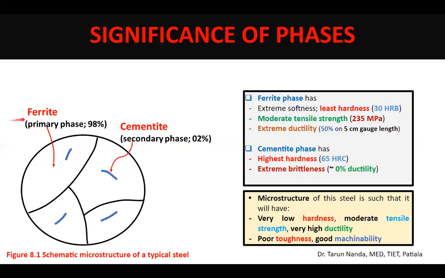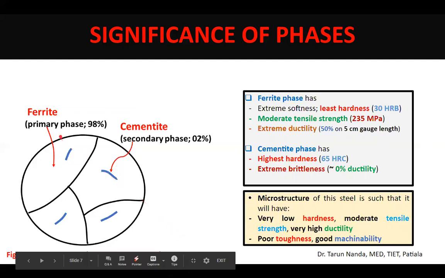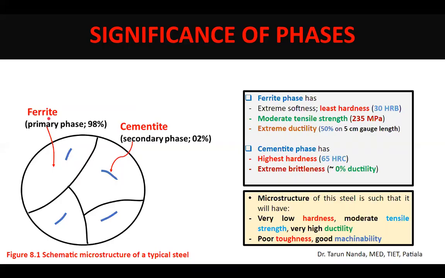For example, I know that ferrite has a tensile strength of about 235 megapascals, a hardness of about 30 HRB, and a ductility of about 50% over a gauge length of 5 centimeters. So if this typical steel contained 100% ferrite, ferrite would have given the same properties to the steel. The steel would also have a tensile strength of 235 megapascals, 30 HRB hardness, and 50% ductility.